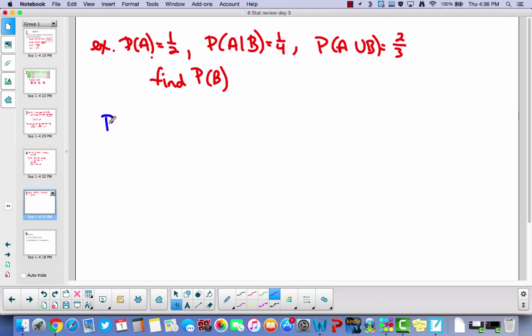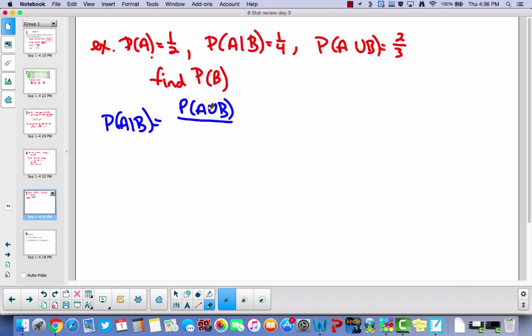Well, we know the probability of A given B is equal to the probability of A intersect B. Oops, excuse me, I wrote the wrong thing there, didn't I? It's the probability of A and B over the probability of B. But I don't have A and B, I have A or B. But I also have this formula that involves the probability of A and B.